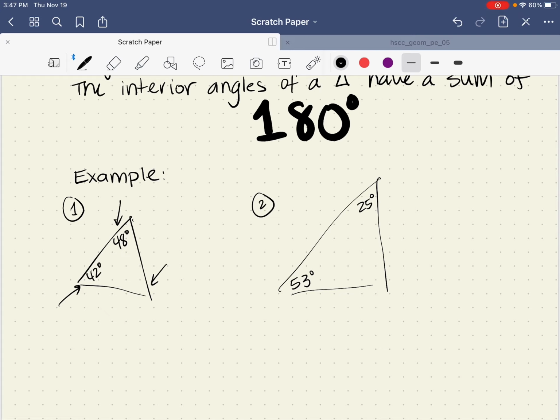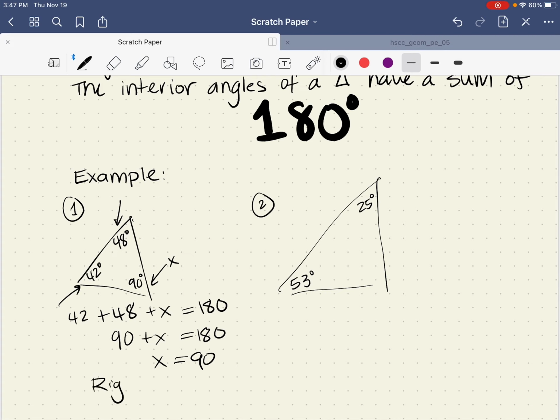So what we do is we take the three angles, 42, 48, and the angle we don't know. We'll call it x. They must add up to 180. And now we can solve for x. 42 and 48 comes out to 90, so we have 90 plus x equals 180. Subtract the 90 from both sides, and we find out that x is 90. So this angle right here is a 90-degree angle. This is a right triangle. So we write that down, a right triangle.